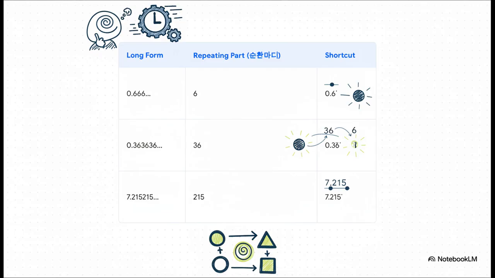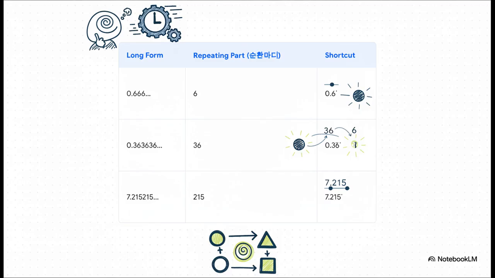Now, who wants to write 666 forever, right? Nobody. So mathematicians, being smart, came up with a shortcut. Let's look at this chart. For 0.666, the repeating part is 6. So for the shortcut, we just write 0.6 and put a little dot right on top of the 6. See that? That little dot is our secret code that means this number goes on forever. Easy.